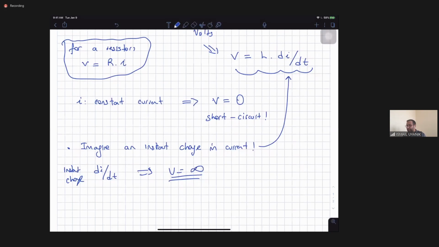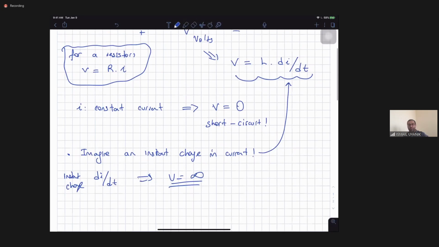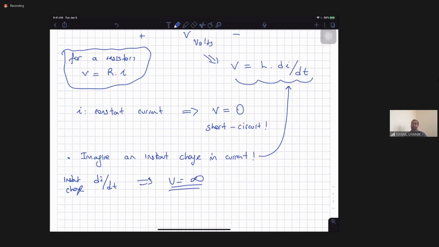So if you try to instantaneously change the current, this inductor will resist it by creating an infinite voltage drop. Basically, it will be like an open circuit component here, which will not allow the current to pass. It won't allow that instant change to happen. So it will filter this. We will later see the characteristics of these components, I think in the ELE 220 course.